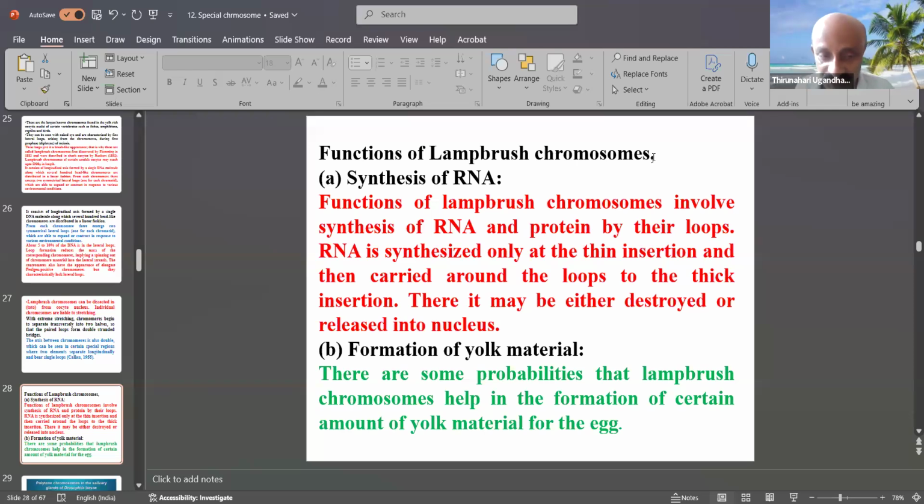The second one is the formation of the yolk material. What is important about yolk is that there is some probability that lampbrush chromosomes are helping the formation of a certain amount of yolk material, the nutrients for the egg, which is the yolk present.